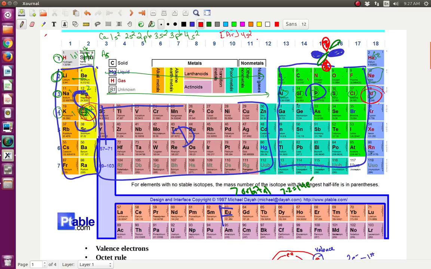And then the orbital notation, we're just drawing the electrons. The S orbital only has one sublevel, so one electron will spin up and the second electron will spin down.